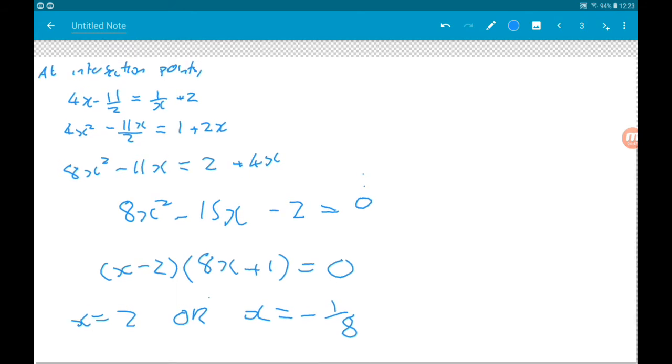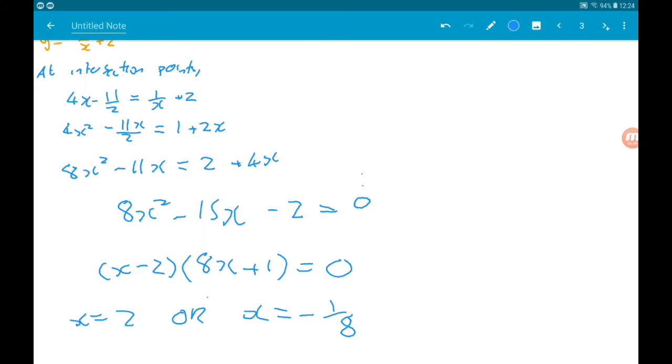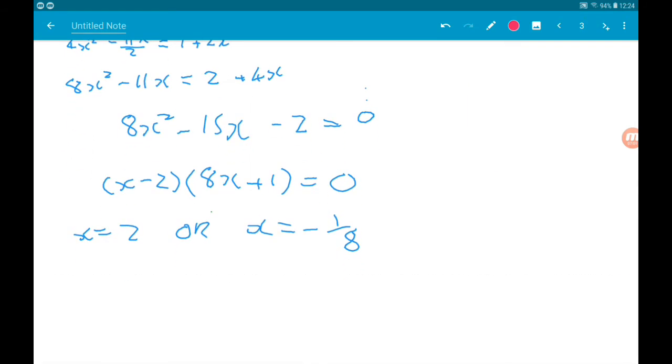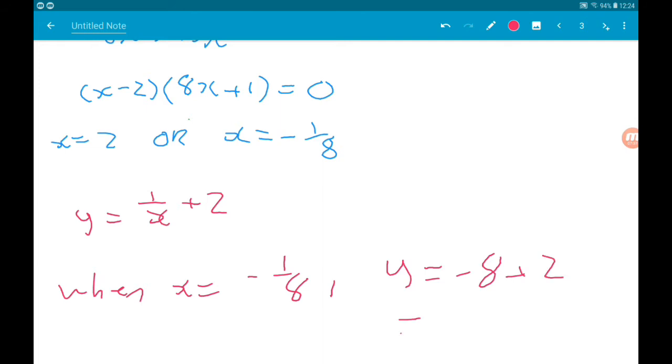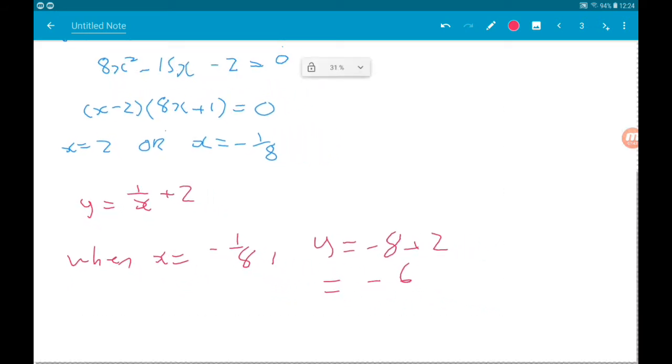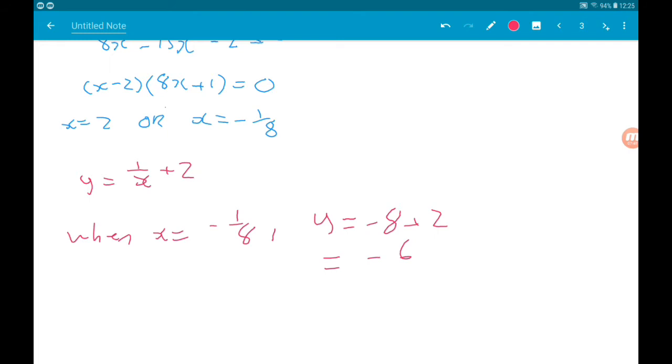So we now need to find the y coordinate. So probably the easiest way to do that is remember that y is 1 over x add 2. So when x is minus 1/8, y is 1 over minus 1/8, so that's minus 8. Add 2, which is minus 6. So the other point is minus 1/8, minus 6. Boom.